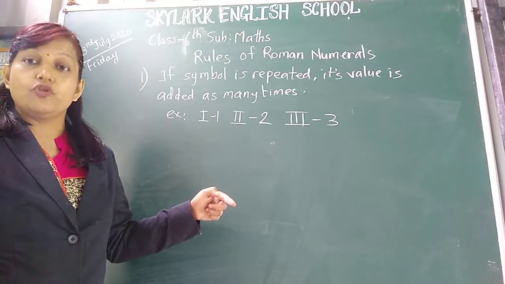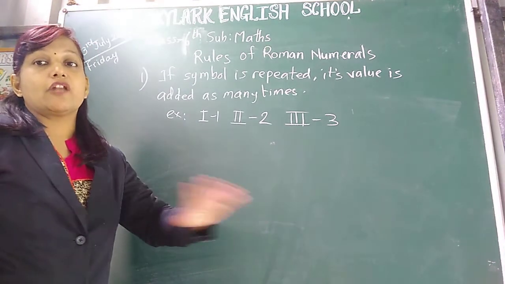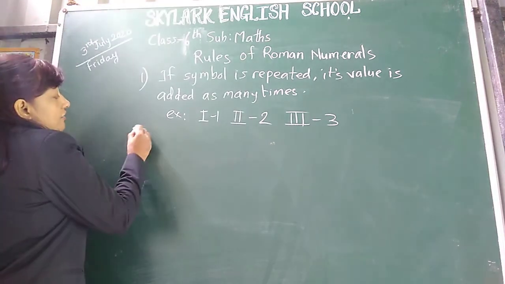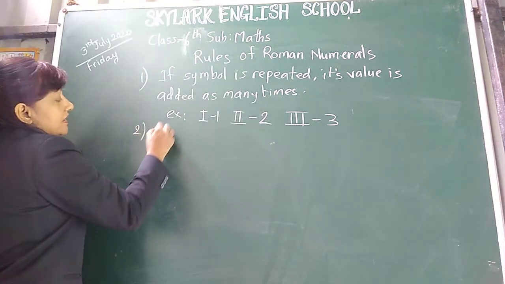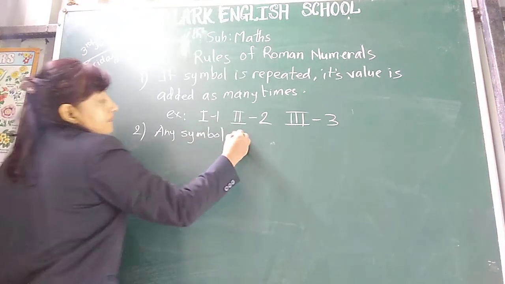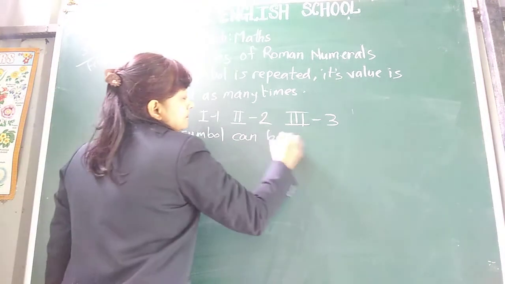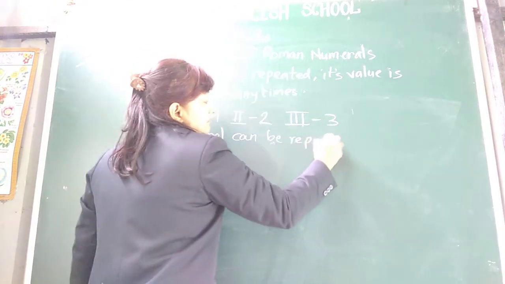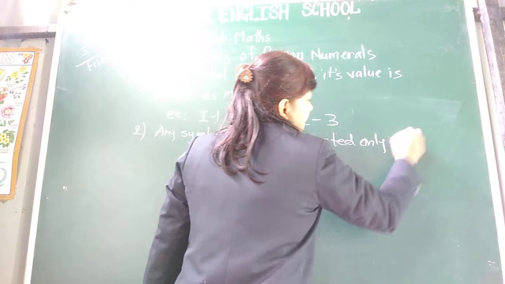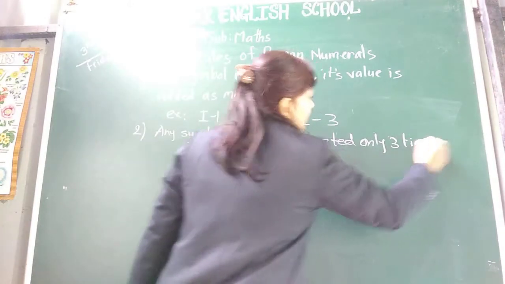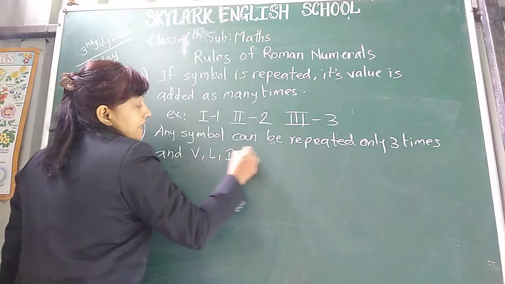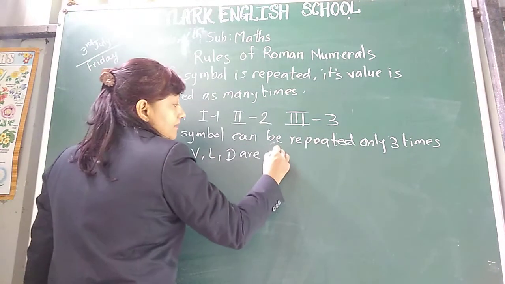Again, in that also, V, L and D cannot be repeated. They are never repeated. So that is your second rule, that any symbol can be repeated only 3 times, and V, L and D are never repeated.